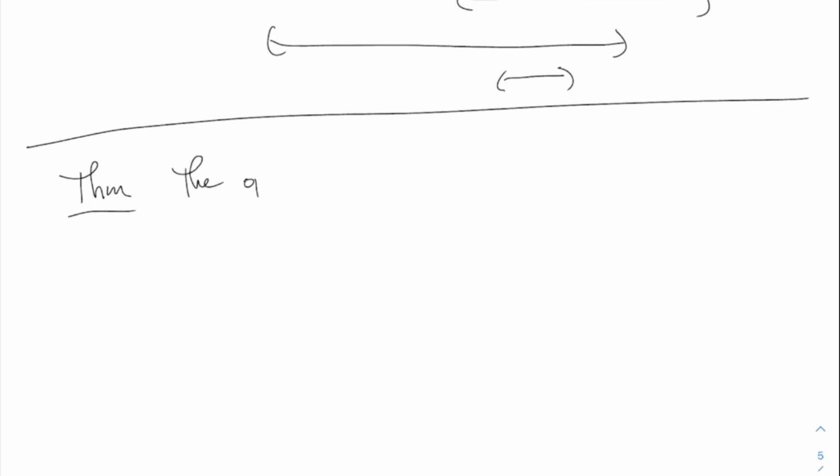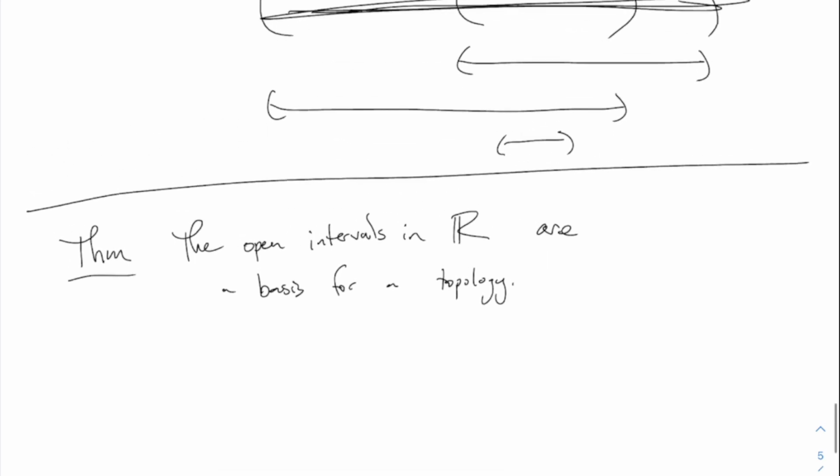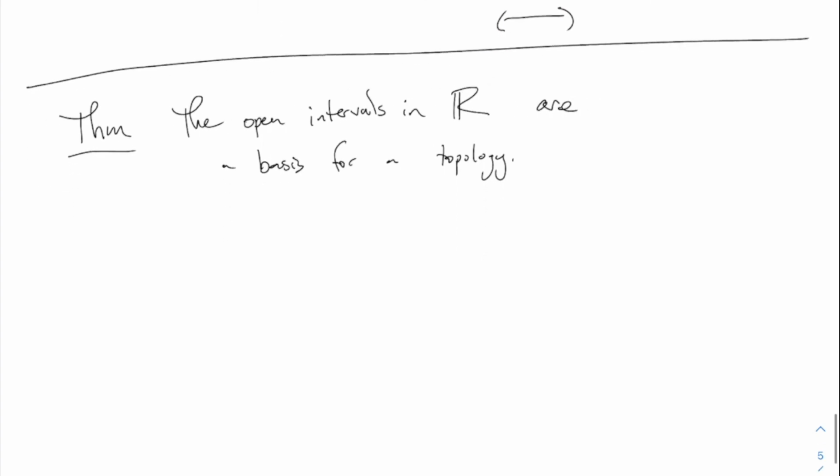The open intervals in R are a basis for a topology. Both parts are pretty easy. Actually, the second part is basically what I just said up here. But the open intervals in R are a basis for a topology. All right? So we've got to show the 2 properties of a basis.